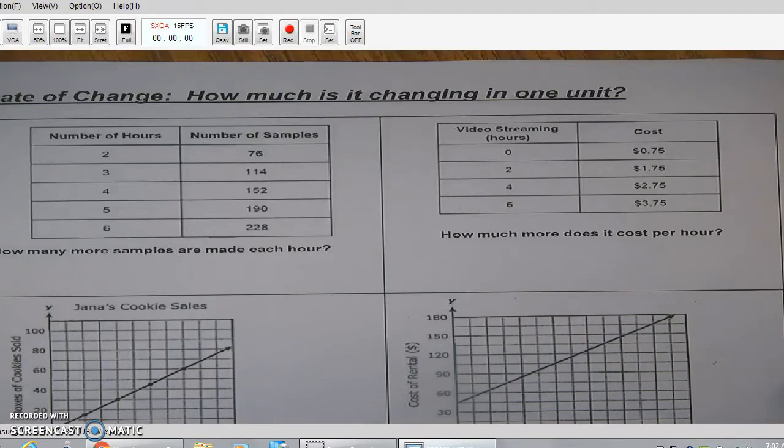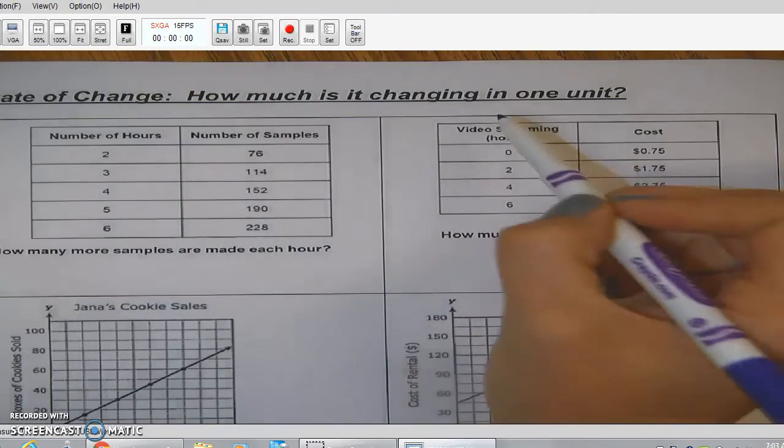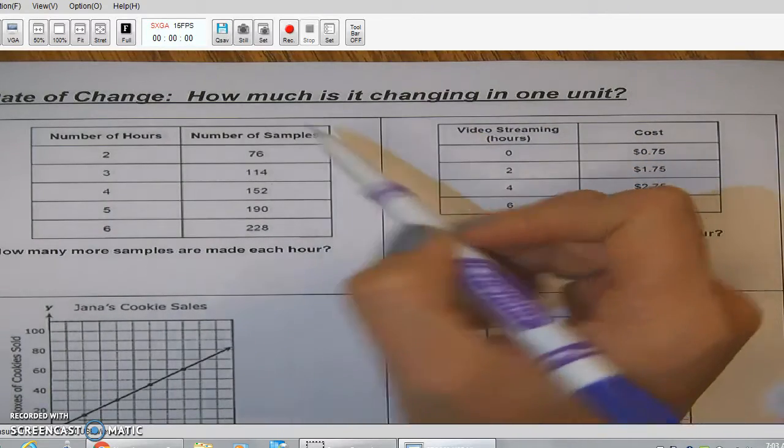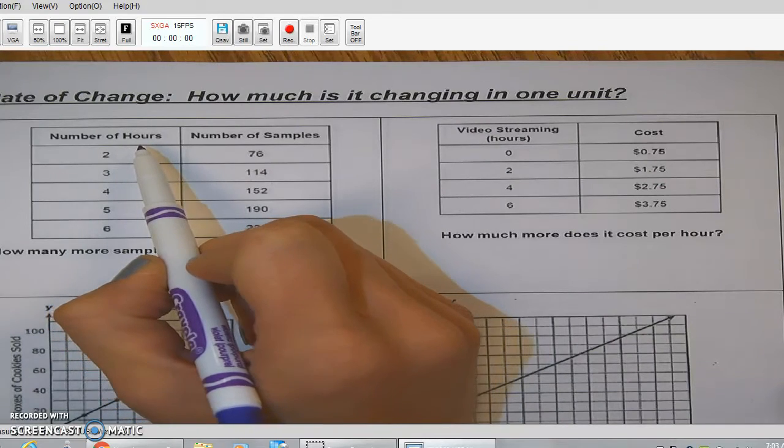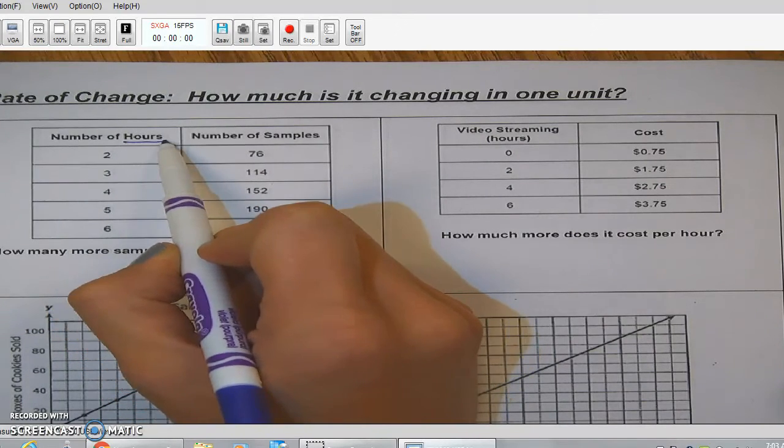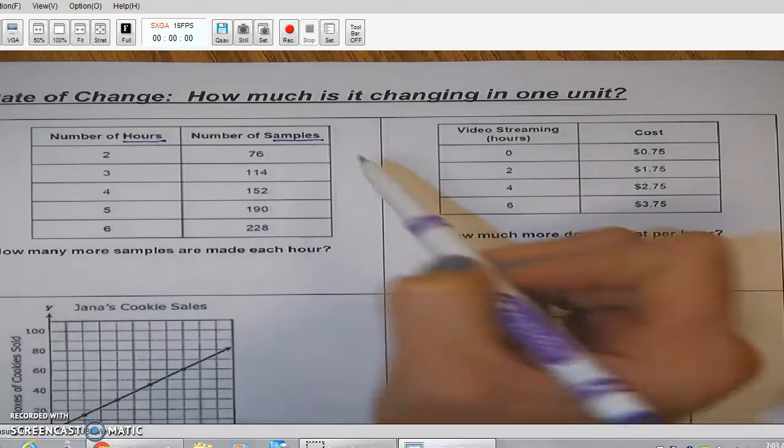Hi class, today we're going to be learning about rate of change. So this is similar to constant of proportionality where we are looking for patterns in tables or graphs. The definition of rate of change is how much is it changing in one unit. So if we have two units given to us, for example, hours, number of hours, and number of samples here.